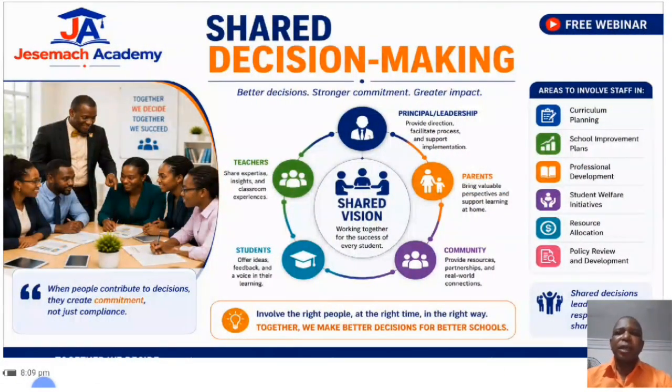Shared decision making. Good. When you involve others in decision making, definitely they will defend that decision. Carry your teachers along, carry the parents along. If you are a principal or head teacher or proprietor or proprietress of a school, you must learn how to carry people along. Call a PTA meeting and discuss. You must have stakeholders among your parents. And even the students, you respect them.